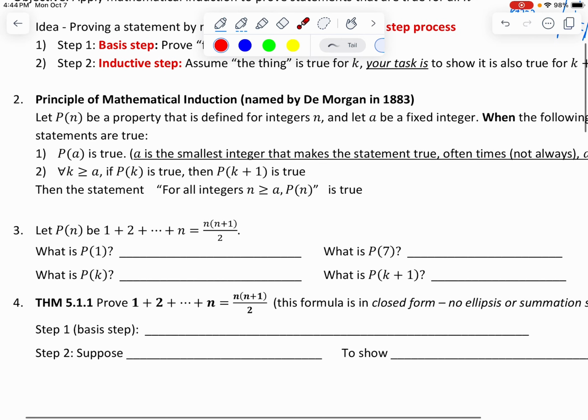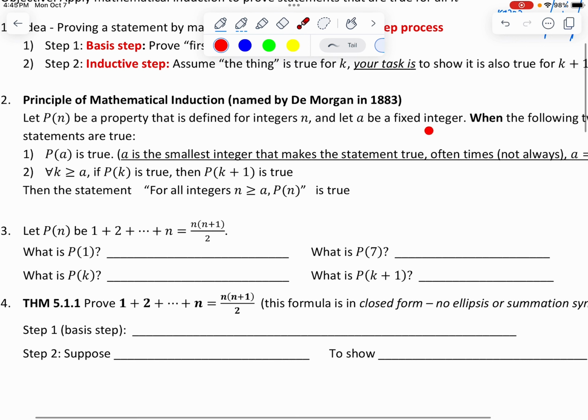So again, let's look at the principle of mathematical induction, which was named by De Morgan back in 1883. Let P(n) be a property that is defined for integers n, and let a be a fixed integer. When the following two statements are true, the first one is this: assume P(a) is true, where a is the smallest integer that makes the statement true. Oftentimes, not always though, this a is usually 1. Sometimes it can be other integers.